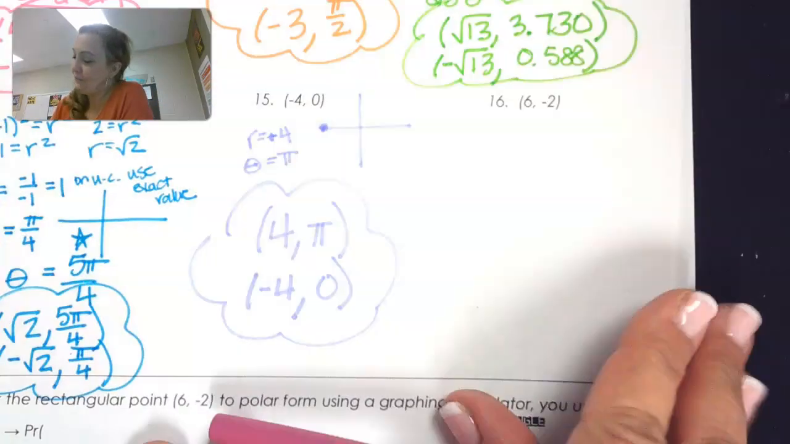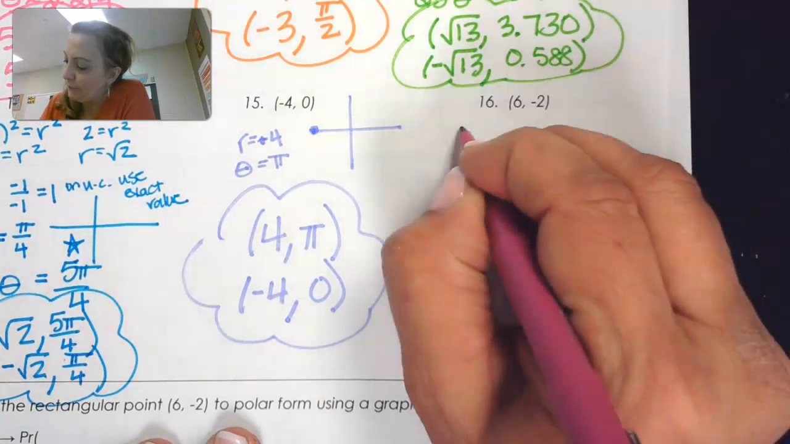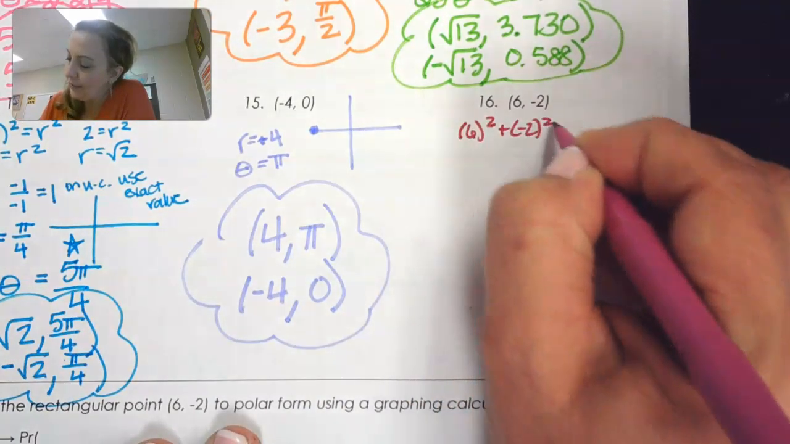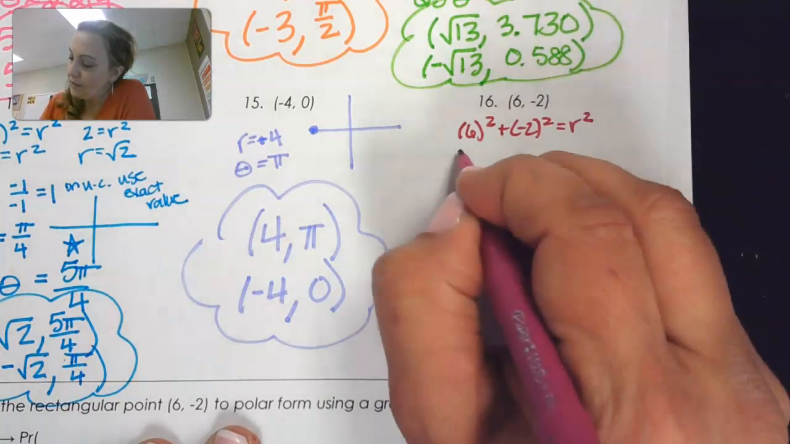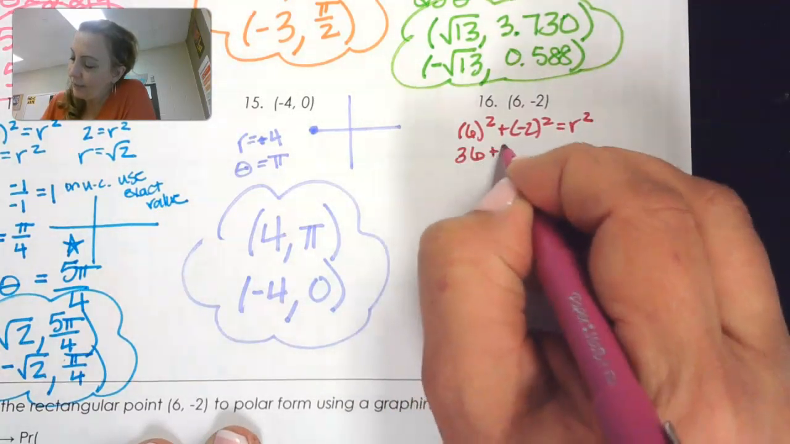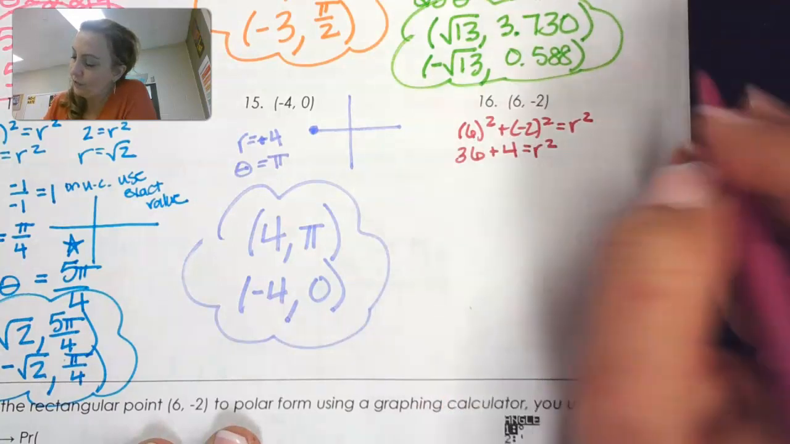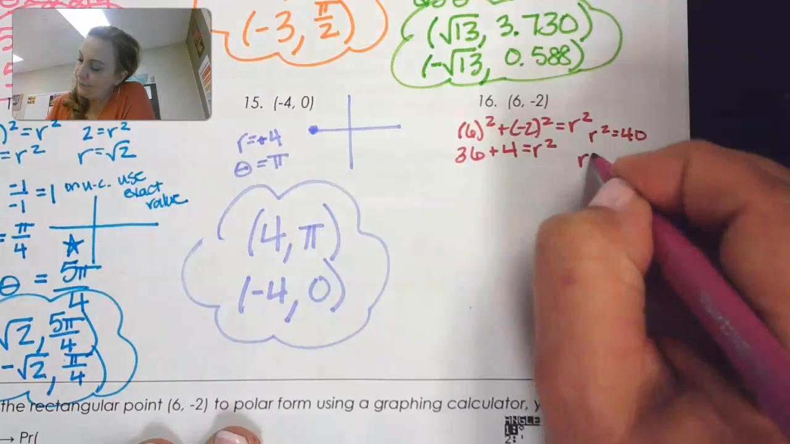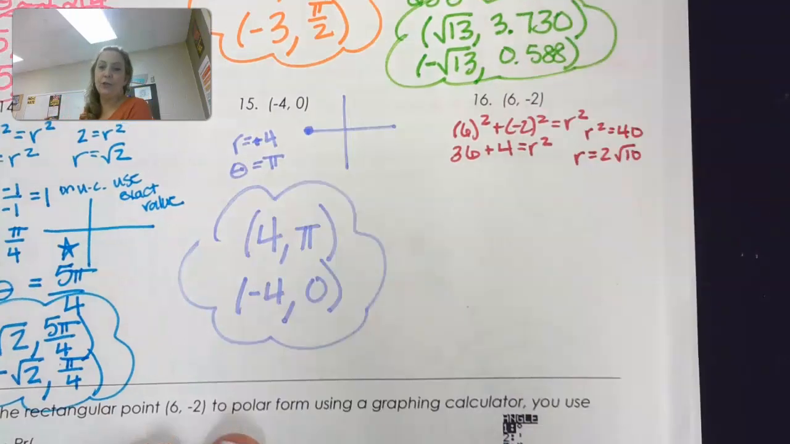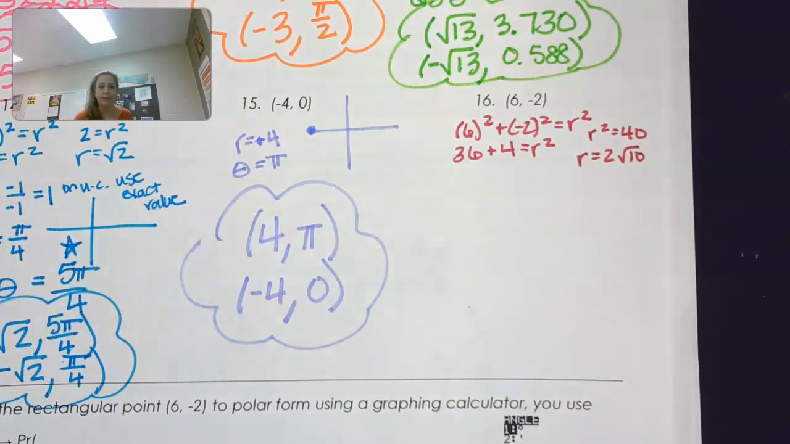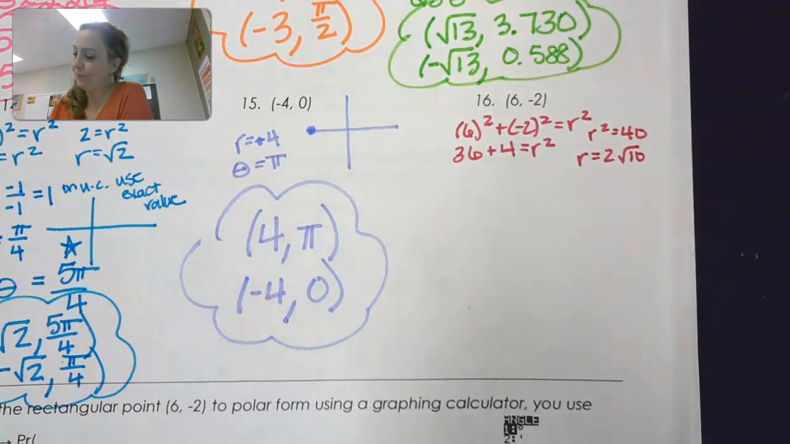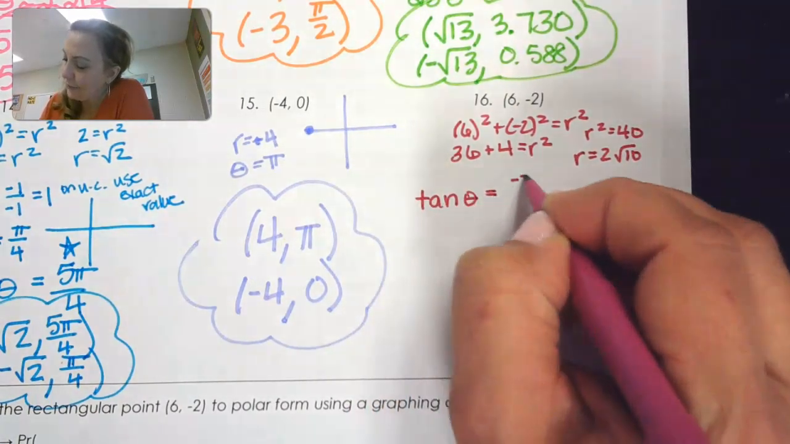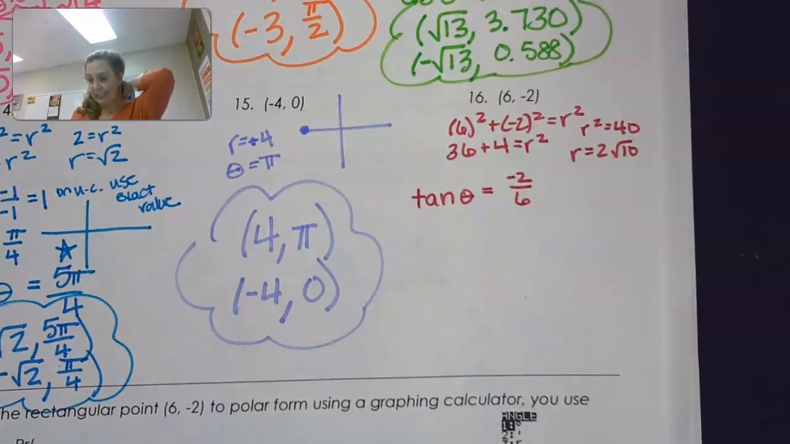We have (6, -2). So first I'm going to find r. I'm going to do x squared plus y squared equals r squared. So that's 36 plus 4 equals r squared. So r squared is 40, so r is going to be 2√10. Always simplify that, use simplified radical form. And now my tangent of theta is going to be -2/6.